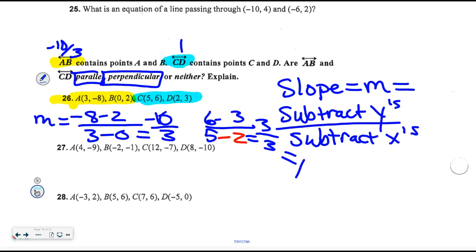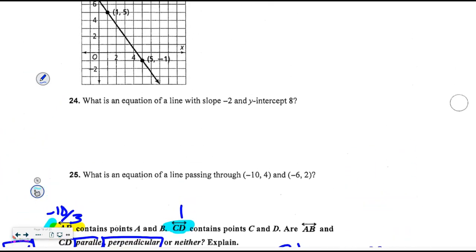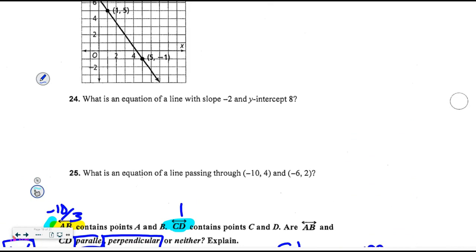So here's how you answer the question. If they were the same number, you'd write parallel. If they were opposites, which they are not, one negative, one positive, and flipped. When I flip 10/3, what do I get? 3/10. I don't get 1. So this would be one where you say neither. Okay? And that's how you're going to do 27 and 28. You're just going to find the slopes. All right, so we're going to go back up here.